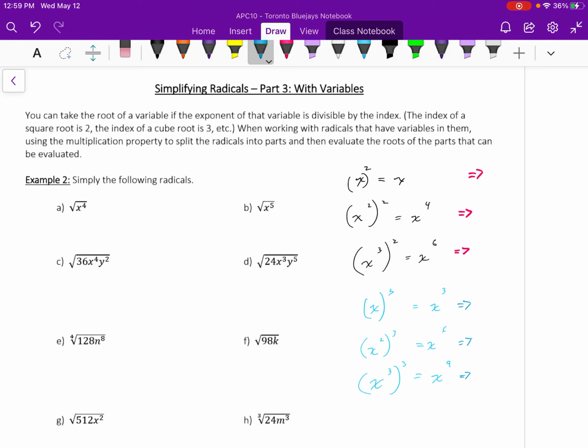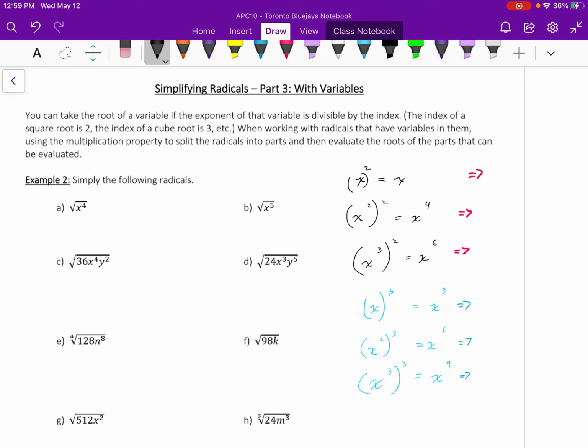When working with radicals that have variables in them, use the multiplication property to split the radicals into parts and then evaluate the roots of the parts that can be evaluated. In other words, before we get started, we're going to try to split up the radicals into things that we can take the square root or cube root of, and anything that is left over, we simply leave behind.